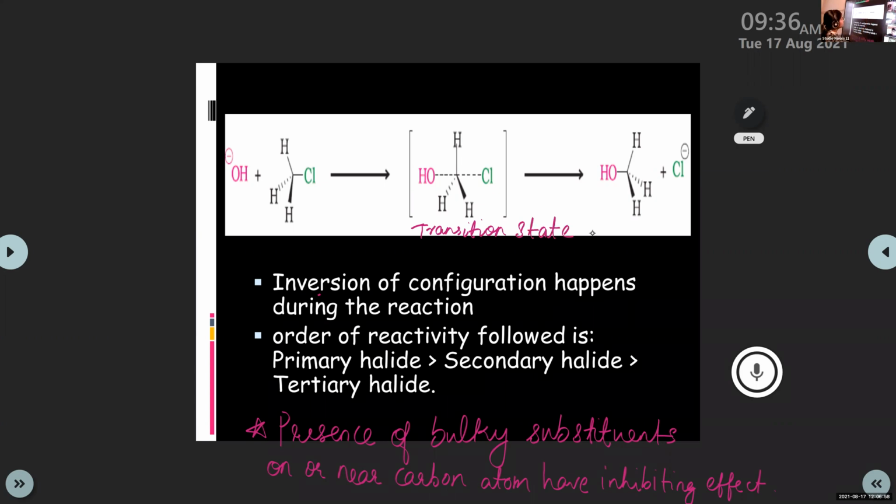While looking through this structure, can you tell me what's the reason for its instability? Can you tell me? This is the transition state. Anyone? The state is very unstable. That means it will be easily converted to product. It will exist for a very short time. What's the reason? Anyone? Any idea?